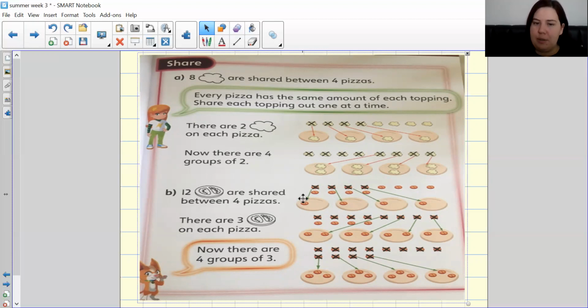And then the same thing for the tomatoes. There were 12 to begin with, so he's put his 12 tomatoes at the top, and then he's put each piece, as he's going along, onto his pizza. And there are 4 groups of 3. 1, 2, 3, 4, and there are 3 on each pizza. So well done if you got there at home.